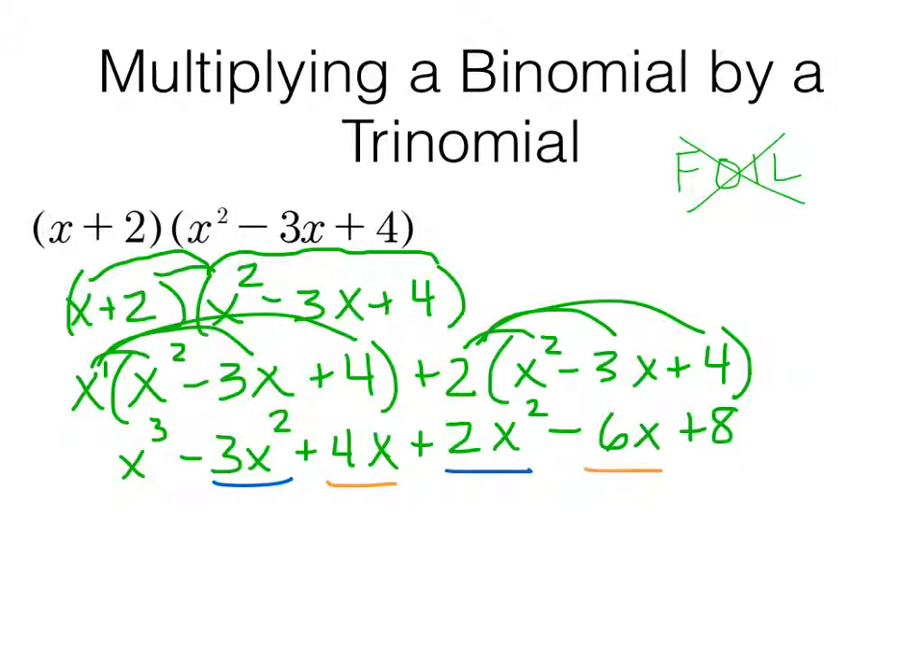So that means we have an x cubed with nothing to add to it. Minus 3x squared plus 2x squared is going to be minus 1x squared. And then plus 4x minus 6x is going to be minus 2x. With a plus 8 on the end.